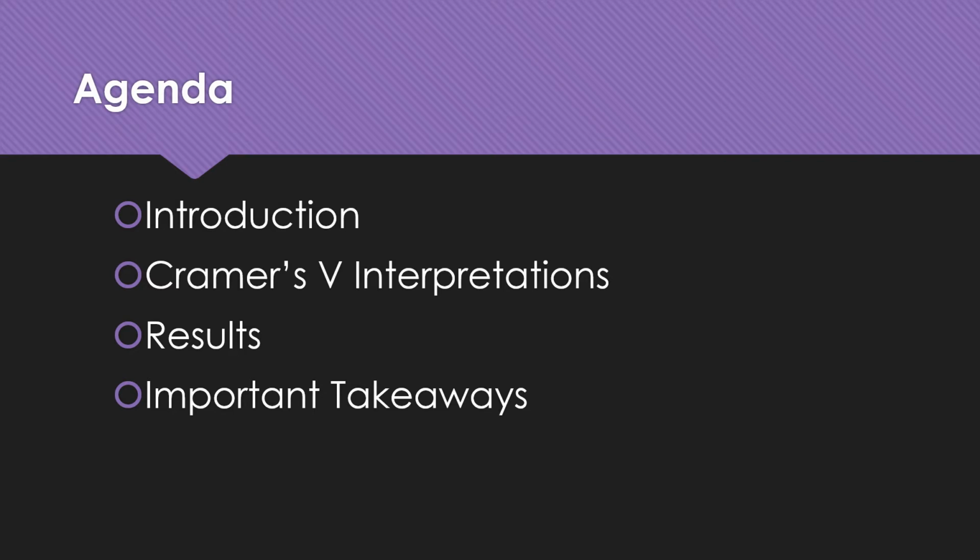This slide shows you our agenda items for today. There are only 4 items. First, I will start by introducing the presentation. This will be followed by a key of Cramer's V interpretation. I will then present to you the results of the chi-square test of independence. I will then conclude with some important takeaways.